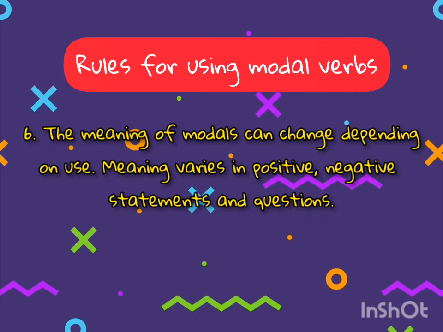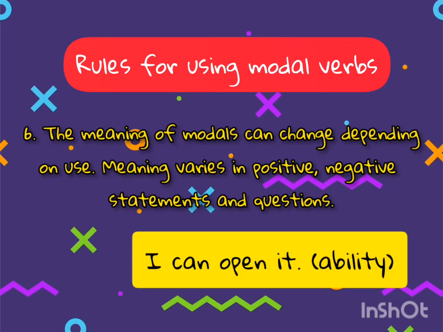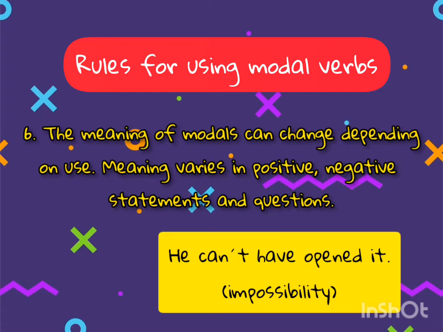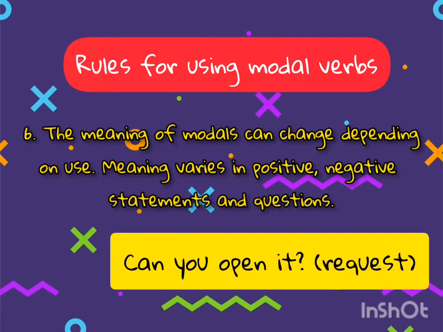For example, "I can open it" is a sentence expressing ability. "He can't have opened it." That sentence is expressing certainty or impossibility. And finally, "can you open it?" That question is making a request.